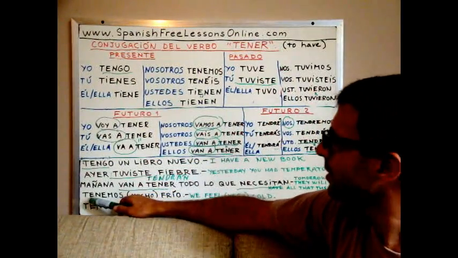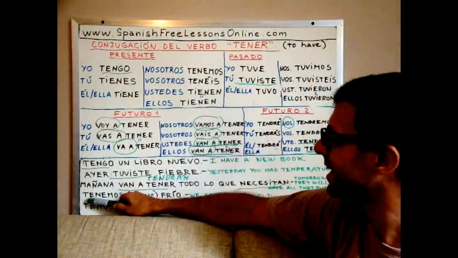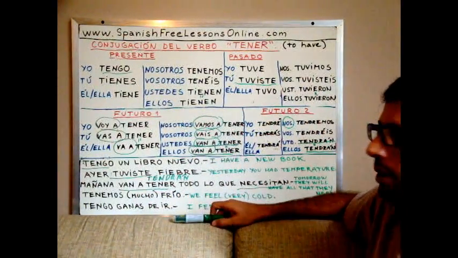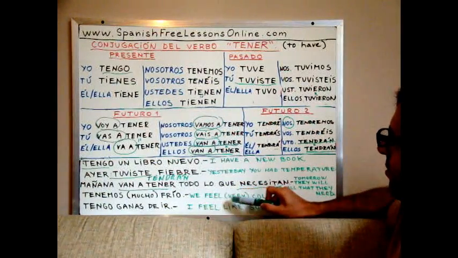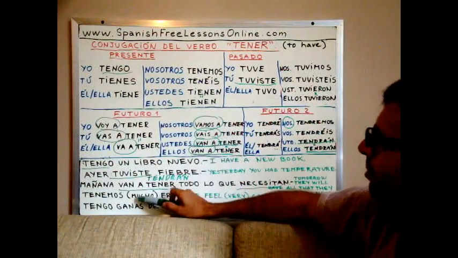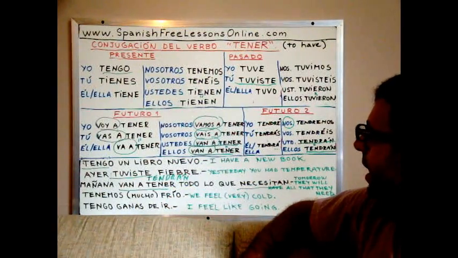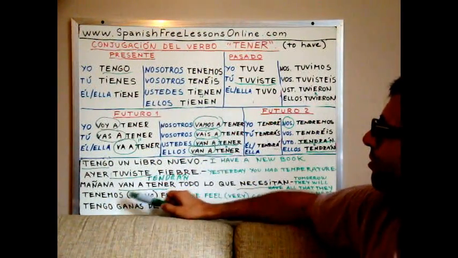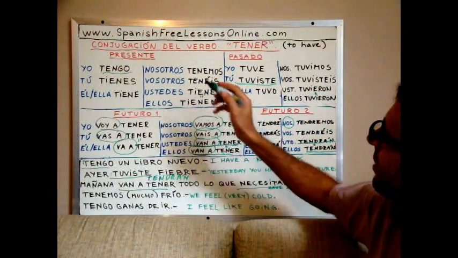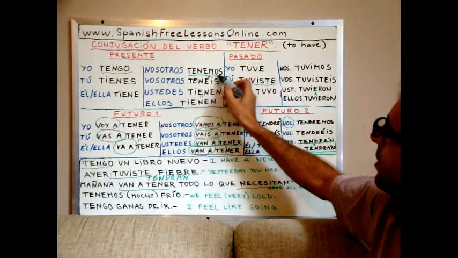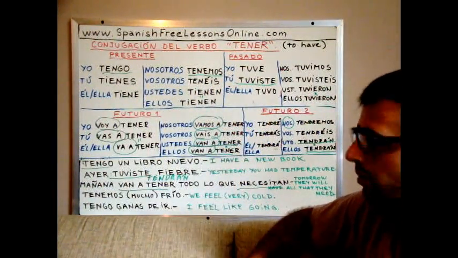So, here, tenemos mucho frío, or simply tenemos frío. It means we feel cold, or we feel very cold. Mucho is very in this case, right? So, tenemos frío. Tenemos is present tense for nosotros, for we. We have cold or we feel cold, right?